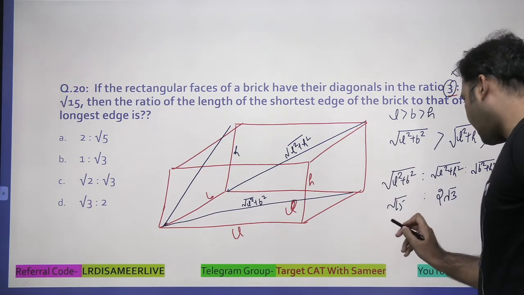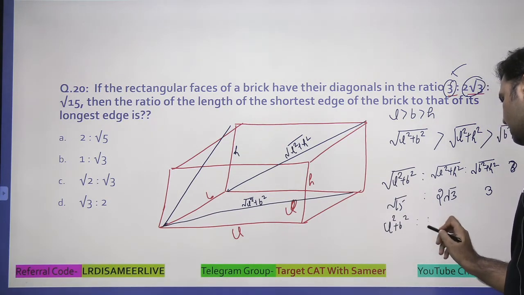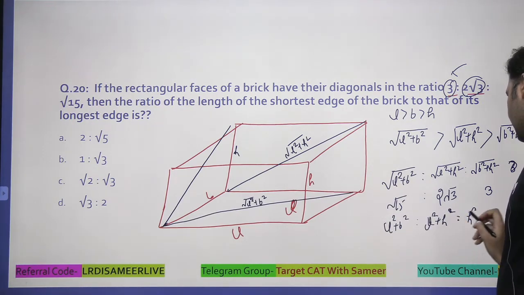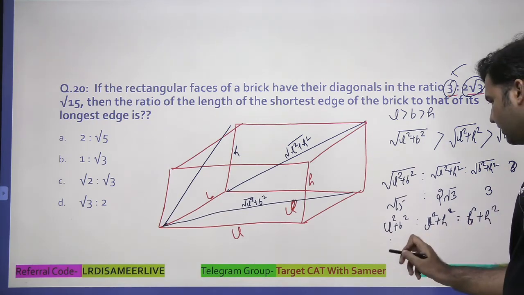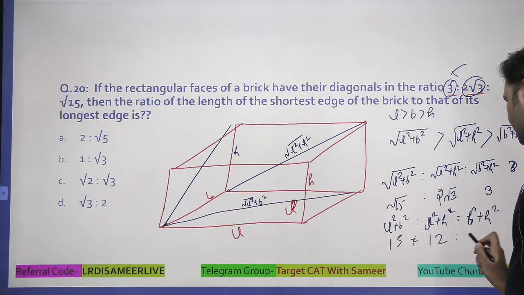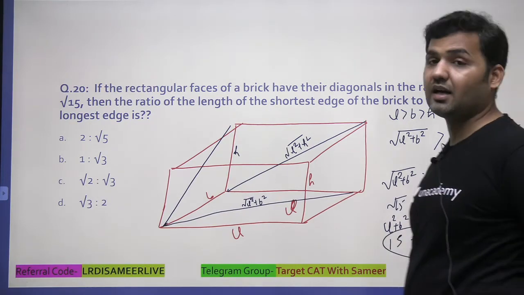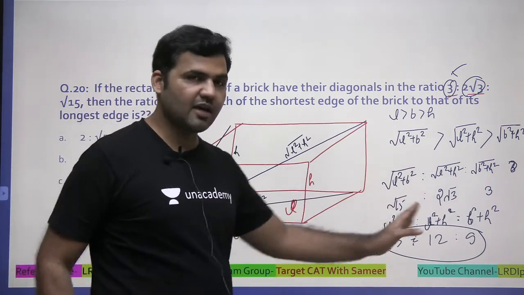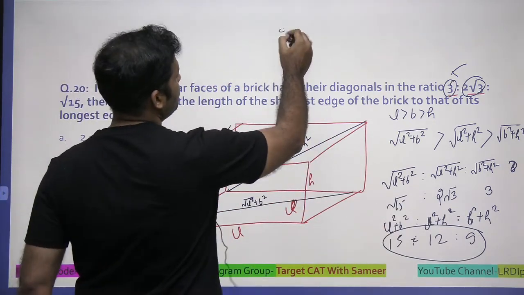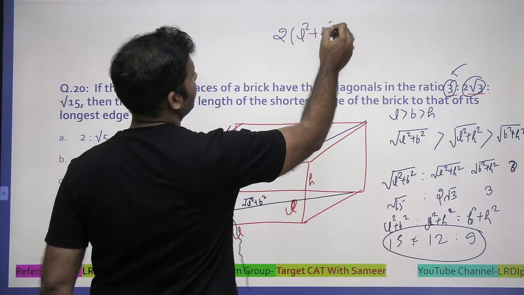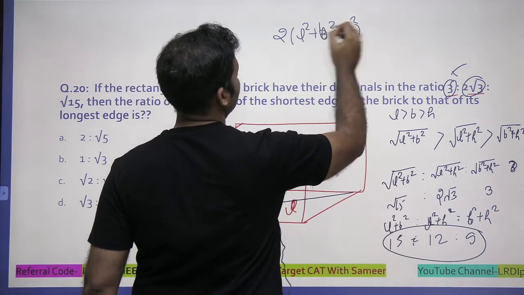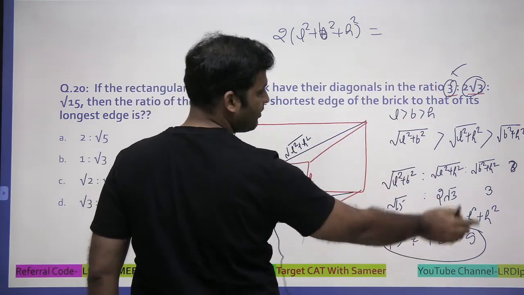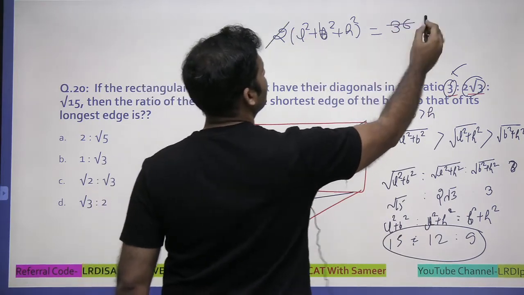Now if I want to find out the ratio of L square plus B square, you just need to do the square, that's it. If I do the square, B square plus H square would be 9, L square plus H square would be 12, and L square plus B square would be 15. 15, 12, and 9 are the ratio of L square plus B square, L square plus H square, and B square plus H square. Now if I add them up, I'll get 2 times L square plus B square plus H square, right? And that would be 15 plus 12, 27 plus 9, 36. This will cancel to 18.